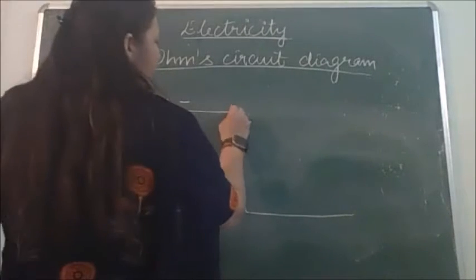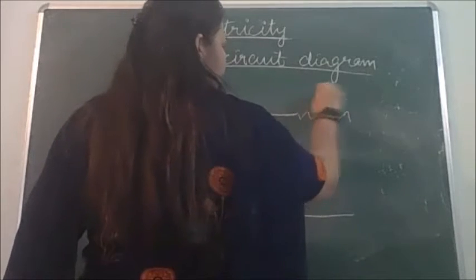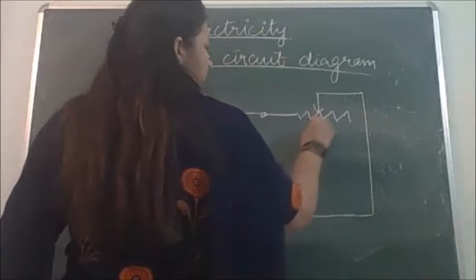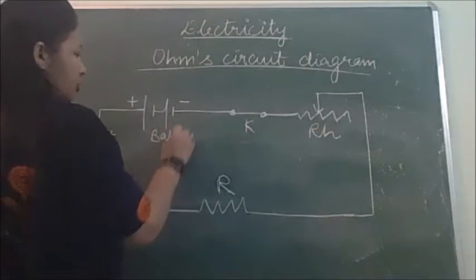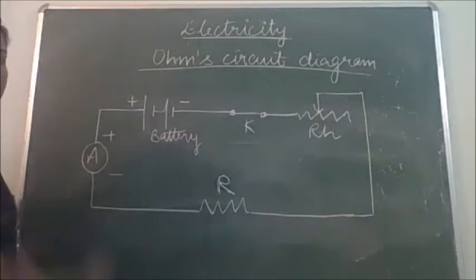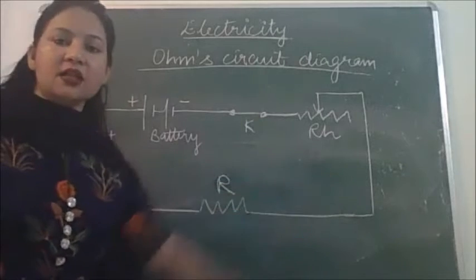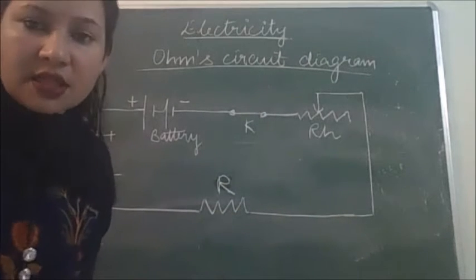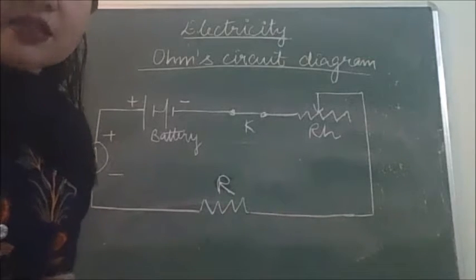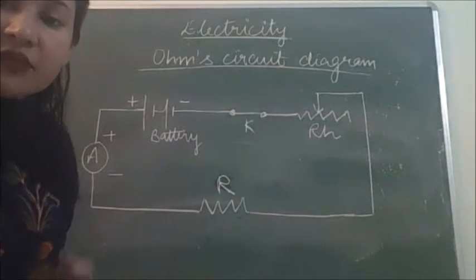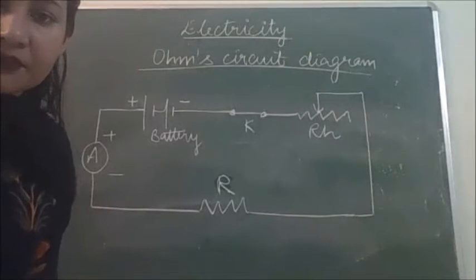Then we connect a key here and a rheostat. This is the rheostat, this is the key, this is the battery. You know that. This is the fixed resistance. What is the purpose of the rheostat in the circuit? It is a variable resistance, so it is used to change the resistance of the circuit. It will give us a new set of readings of current and voltage.